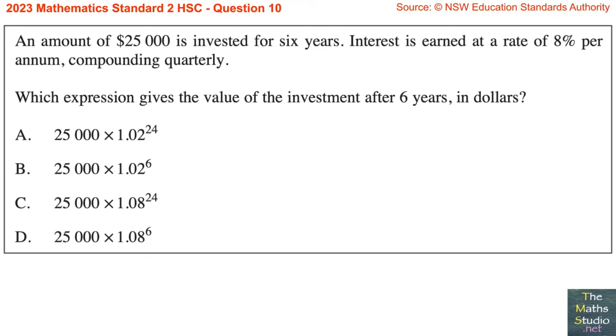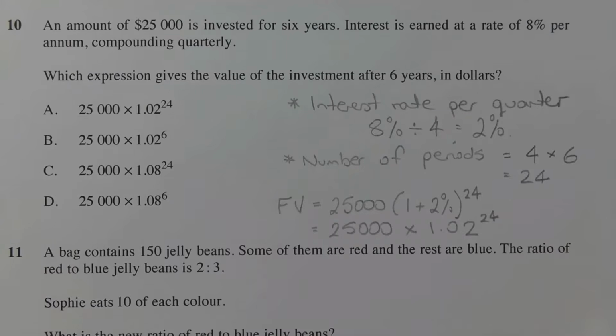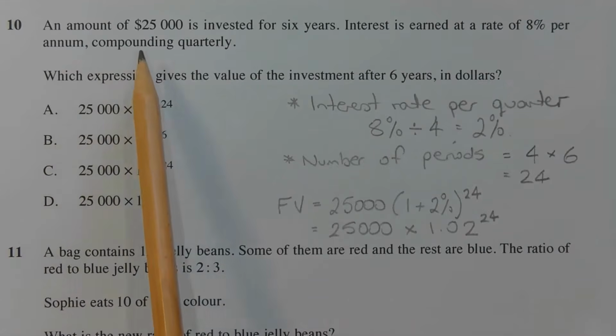Question 10. An amount of $25,000 is invested for 6 years. Interest is earned at a rate of 8% per annum, compounded quarterly. Which expression gives the value of the investment after 6 years in dollars? The first thing we need to work out is the interest rate per period. Now, the interest rate is quoted as 8% per annum, but it's compounded quarterly.